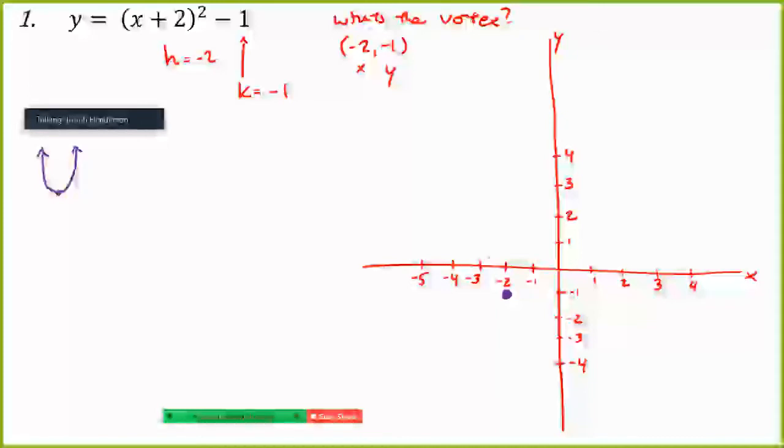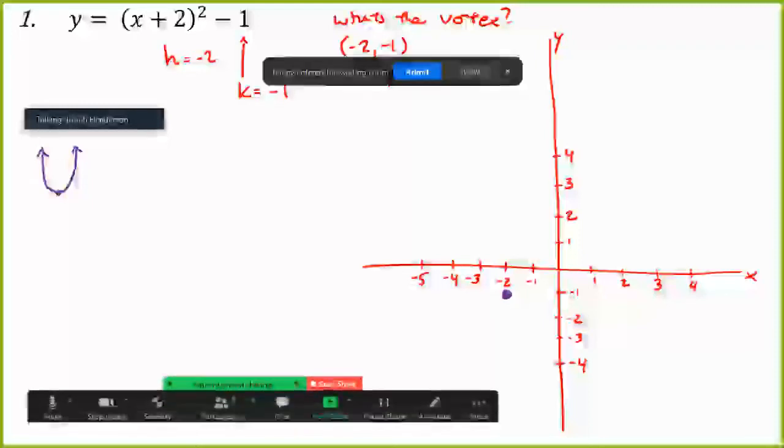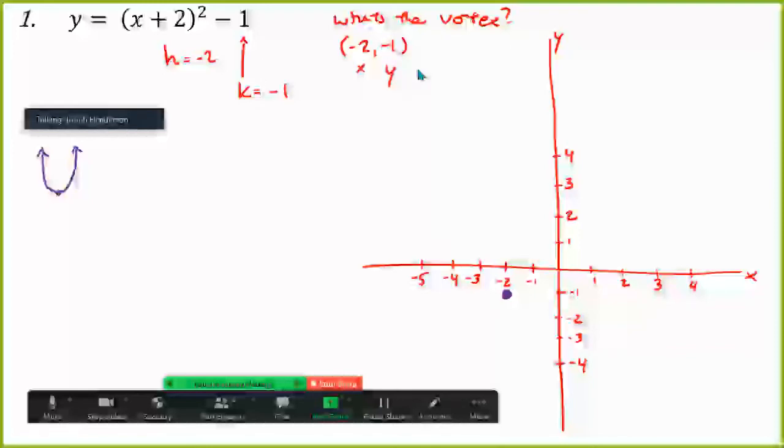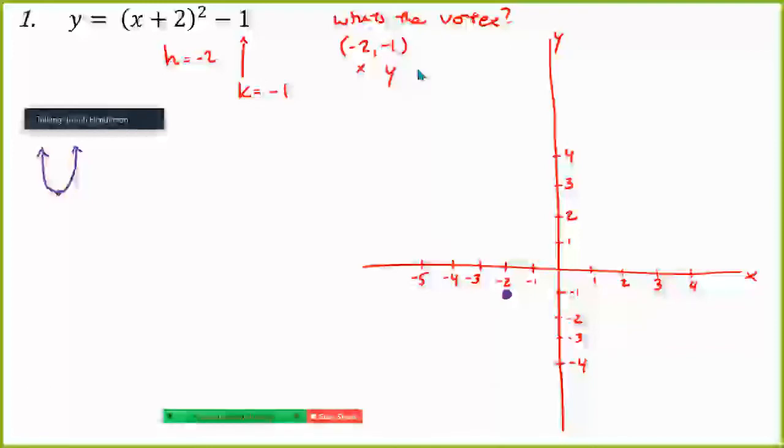But I still don't know exactly where the x-intercepts are, where the y-intercept is. Like, where does the rest of this parabola land? All we know so far is the vertex. So, what was our other step after we find the vertex or the line of symmetry? It's to plug in some numbers for x that are in the neighborhood of the vertex.